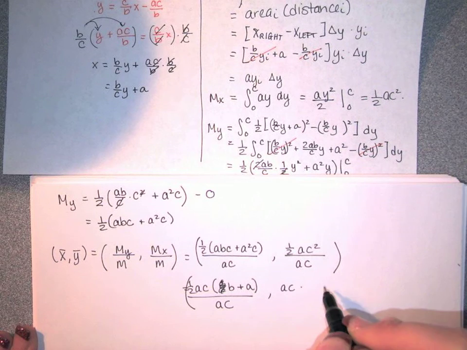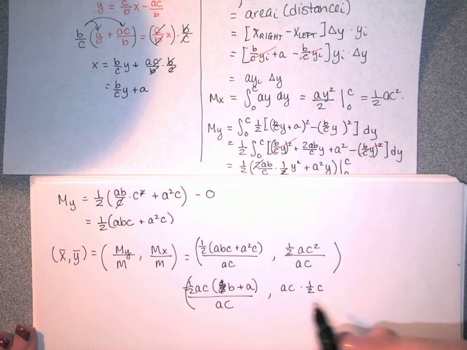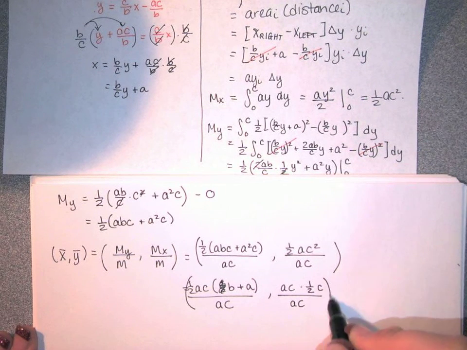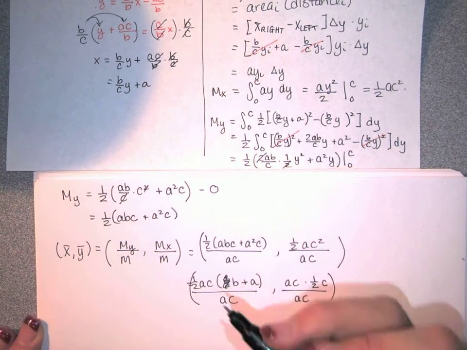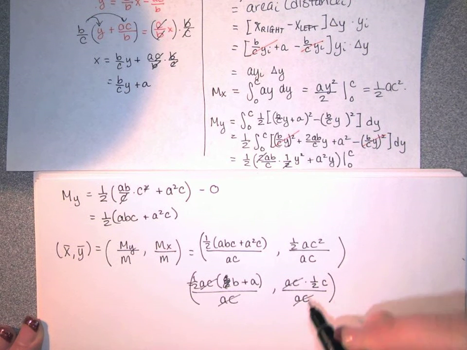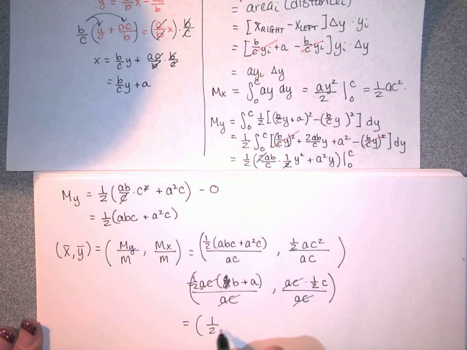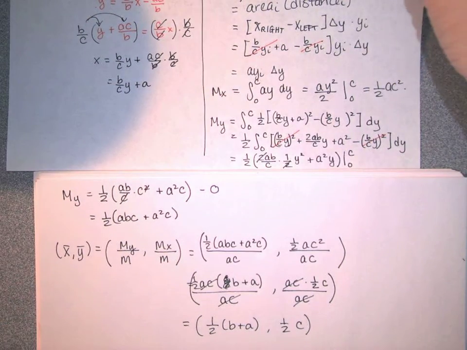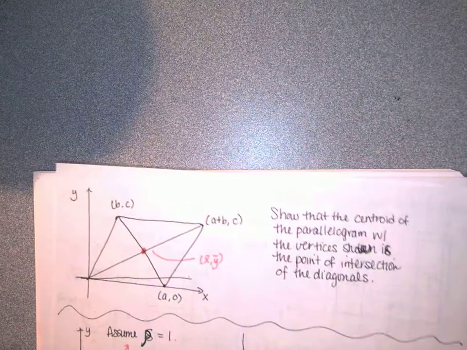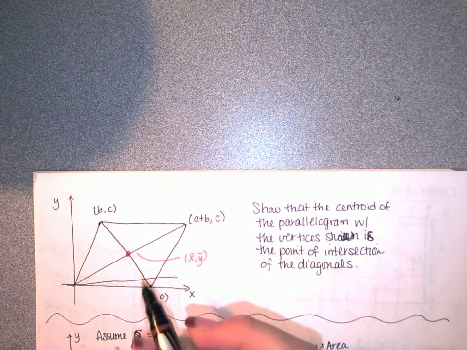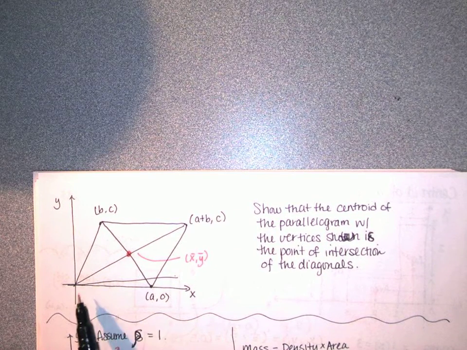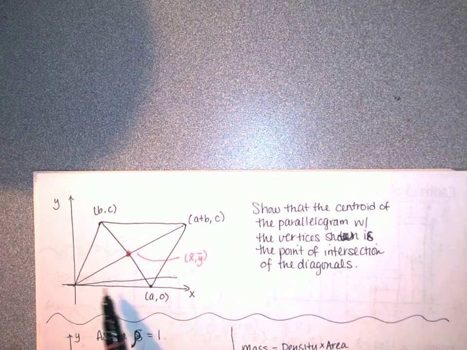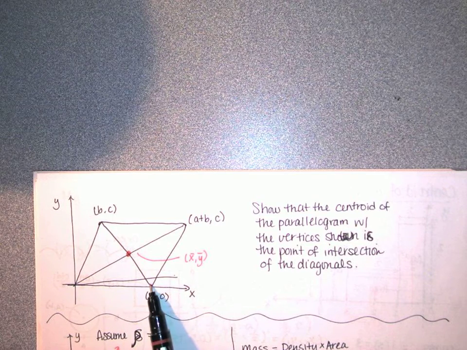Here I've got an AC times 1/2 and an extra C. I've got this and this. The ACs reduce, and my center of mass, or centroid, is 1/2 of A plus B and 1/2 of C. And say, okay, well, what does that have to do with the original question? The claim is that the centroid lies on the line of, or the point of intersection of these two diagonals.